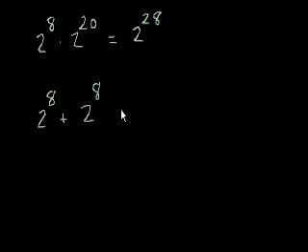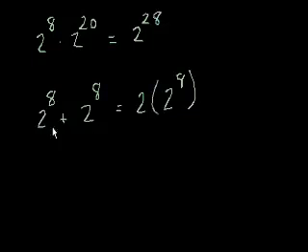But there's a little trick here, which is that we actually have two 2 to the 8ths, right? There's 2 to the 8th times 1, and 2 to the 8th times 2. So this is the same thing as 2 times 2 to the 8th, isn't it? 2 times 2 to the 8th is just 2 to the 8th plus itself. And 2 times 2 to the 8th, well, that's the same thing as 2 to the first times 2 to the 8th.